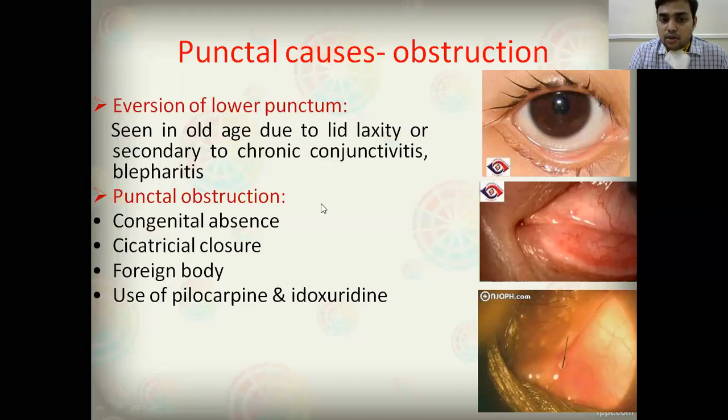Other punctal causes are punctal obstruction. It may be congenital or acquired. Congenital may be due to absent puncti. Acquired may be due to cicatricial closure following trauma or chemical or thermal injuries, or due to lodgement of a foreign body in the puncti, like here you can see a hair follicle lodged in the puncti. This closes the puncti and leads to inadequate drainage. Use of certain drugs like pilocarpine and hydroxyurea also leads to closure of the puncti. These are the causes of epiphora due to obstruction at the punctal level.